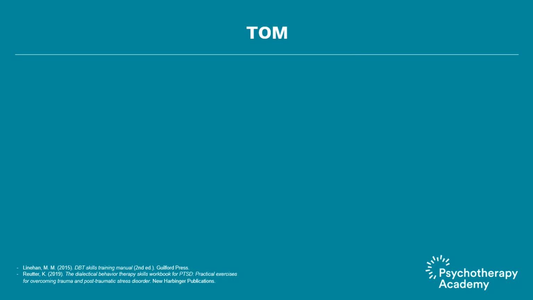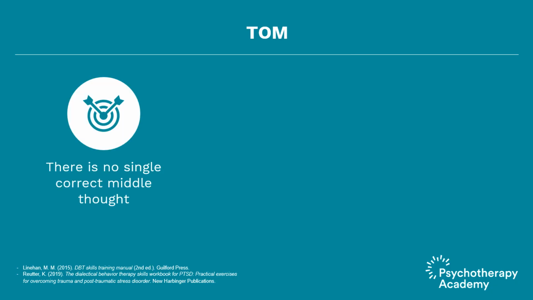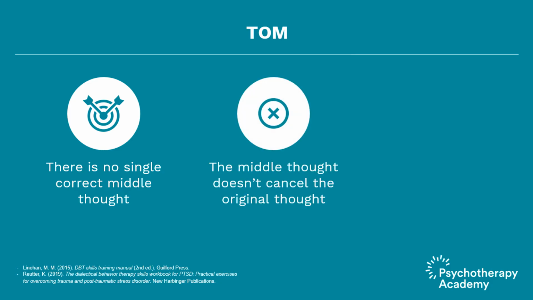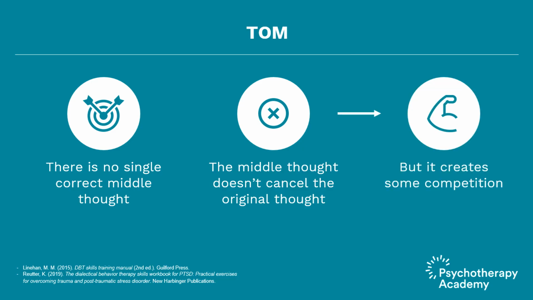So one point is there is no single correct middle thought. Remember, the whole idea here is to be dialectical and to think about things from different perspectives. So it's perfectly possible and maybe even advisable to have multiple middle thoughts. Another point to keep in mind is that having the middle thought does not instantly or automatically cancel out the original thought. However, at the very least, the original thought now has some competition.